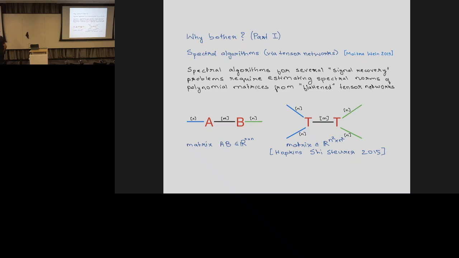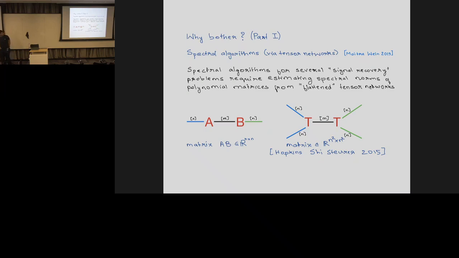And this diagram just says that the black edge between A and B, I just look at the corresponding index in A and the corresponding index in B and sum over that index. So the black things are summed over. And now I get a new matrix where the rows are indexed by the blue edge and columns are indexed by the green edge. So it's just matrix multiplication. It does it in a fancy way.